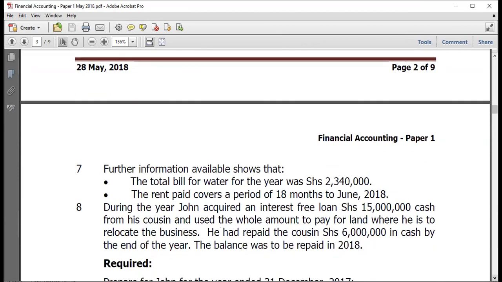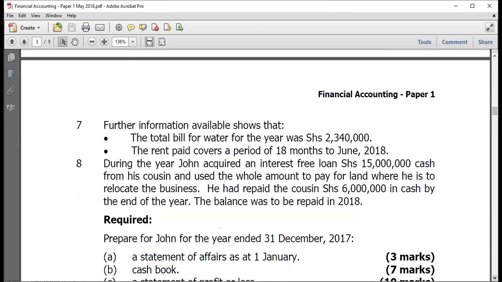They're also telling us further information available shows that the total bill for water for the year was actually 2,340, okay? And then they're also telling us that the rent paid covered 18 months to June 2018. Part 8 says, during the year, John acquired an interest-free loan, okay? Cash from his cousin and used the whole amount to pay for land where he's to relocate his business, okay? He repaid the cousin 6 million in cash by the end of the year. The balance was to be repaid in 2018, okay?